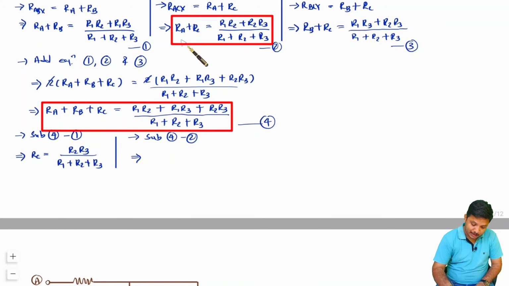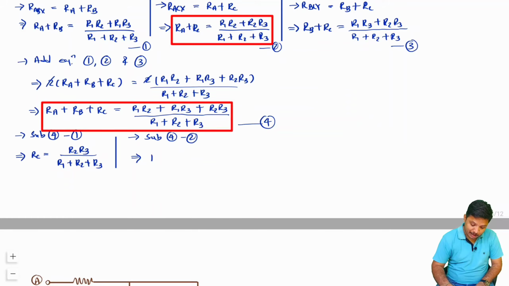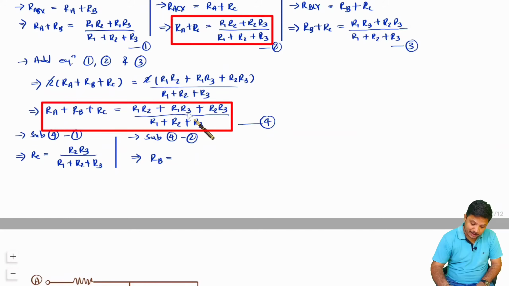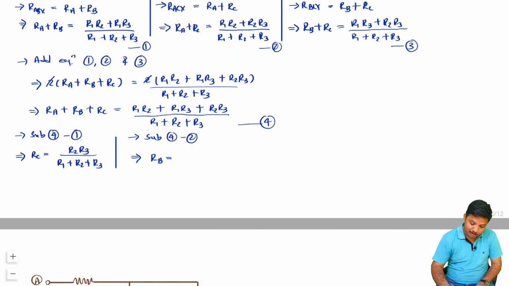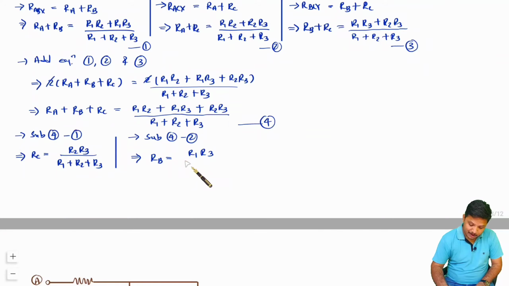So you see here RA, RC is there. So if you subtract RA plus RC from this, then you will be having RB over here, and here you see R1, R2 and R2, R3 is there. So if you subtract that, then R1, R2 and R2, R3 will get cancelled, and here we will be having R1, R3 divided by R1 plus R2 plus R3.